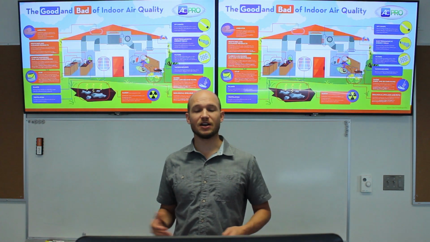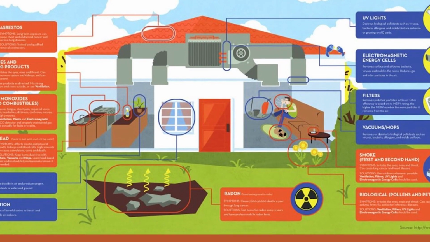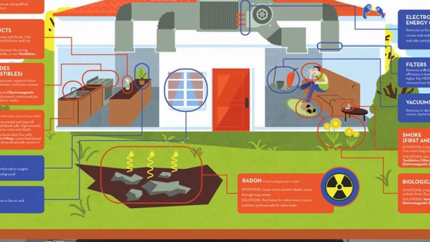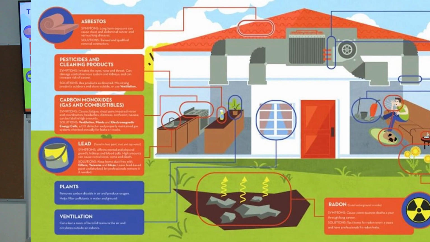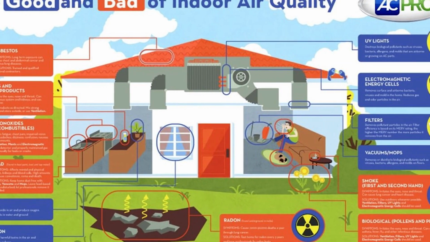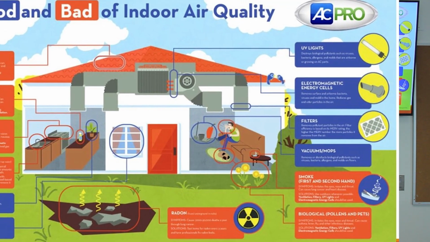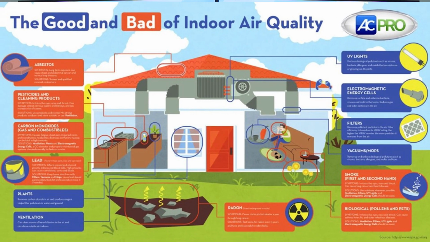So the good and the bad of indoor air quality. And so here we talk about some of the unknowns, or some of the ones that you might not think about as much. Some of the more dangerous ones: radon, lead, asbestos, carbon monoxide, and then you can see some of the good, right? There's filters, there's vacuums, mops, UV lights. Plants are helpful, ventilation, right? So there's ways to combat some of these bads.